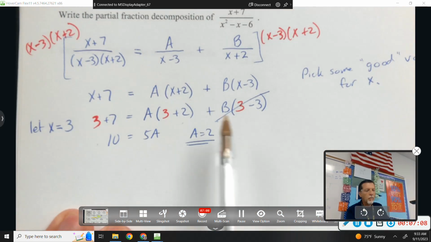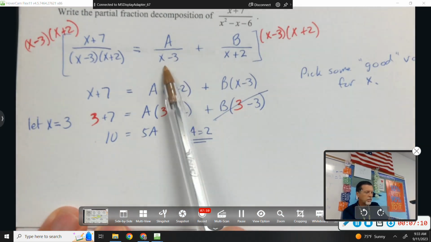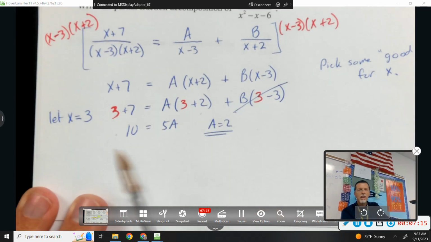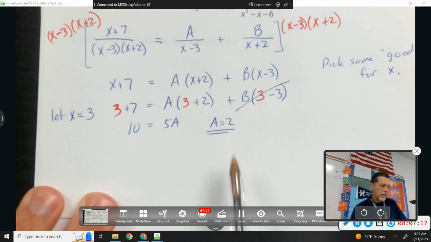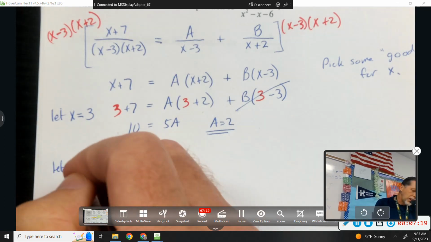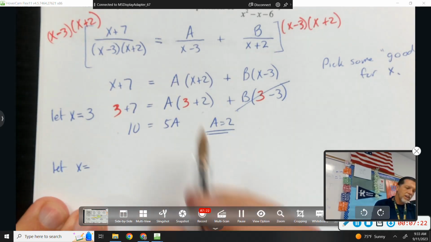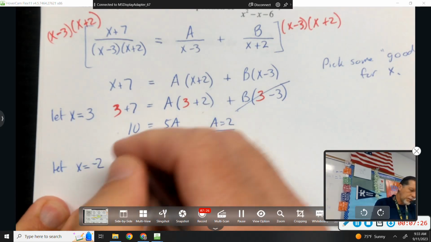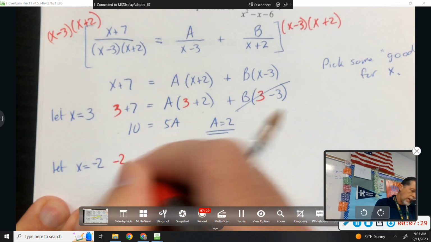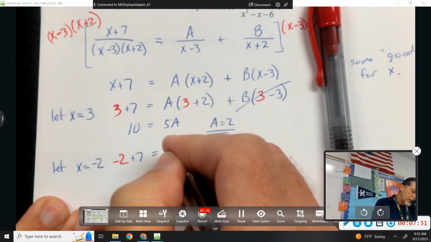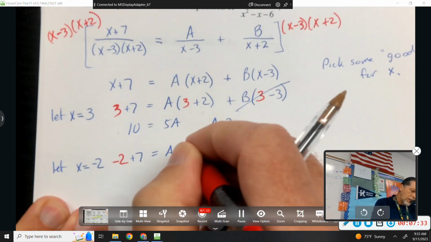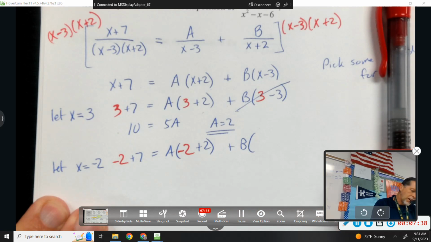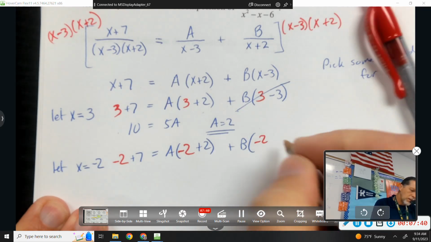Don't lose sight. The point of this problem is to figure out what a and b are. So we're halfway there. We got a. What else could we let x be? Negative 2, because that'll wipe out the other term. So let's let x be negative 2. So negative 2 plus 7 equals a times negative 2 plus 2 plus b times negative 2 minus 3.